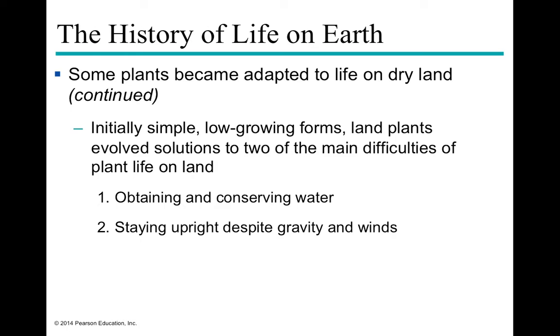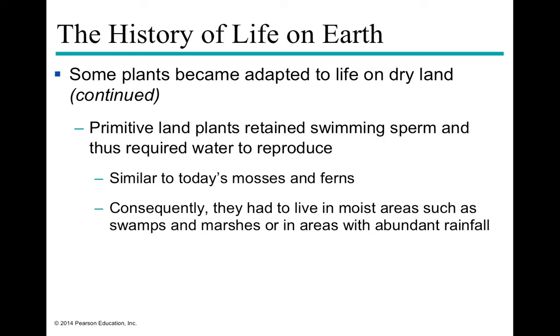Now, previously, we did have root-like structures in things like seaweed, but that was just to protect them from the waves knocking you back and forth. Now we have to actually fight gravity constantly and winds as well. Previously, land plants needed swimming sperm, and they needed water to reproduce, right? So in order to become fully acclimated to the land, they had to be able to change that.